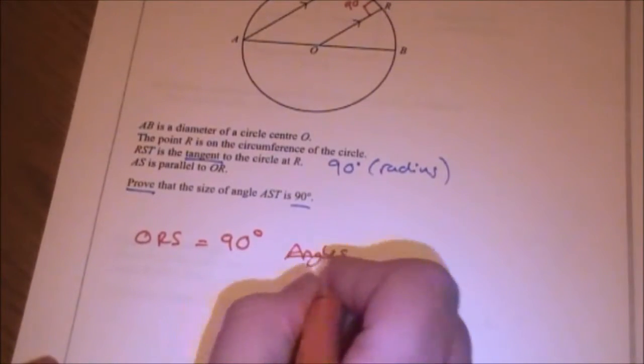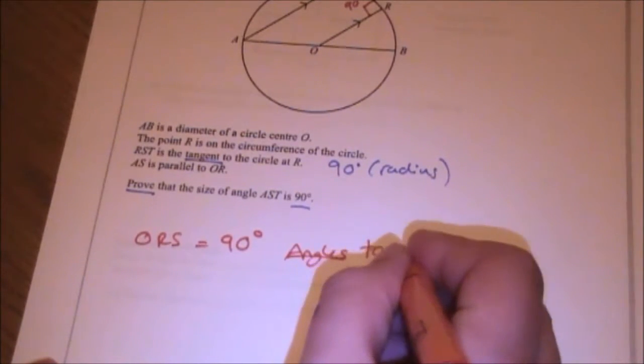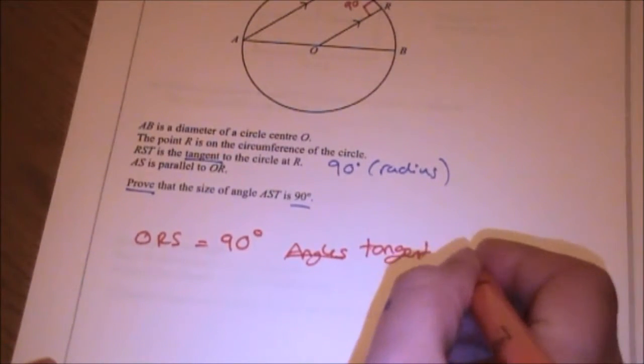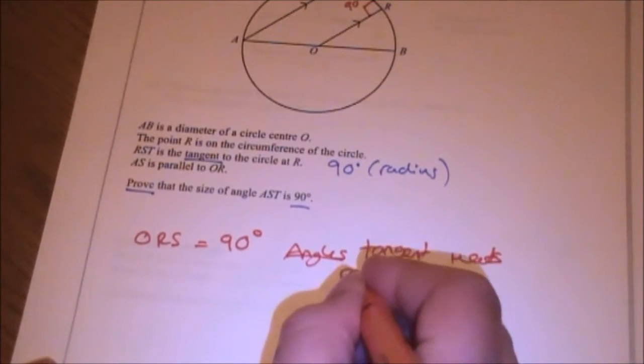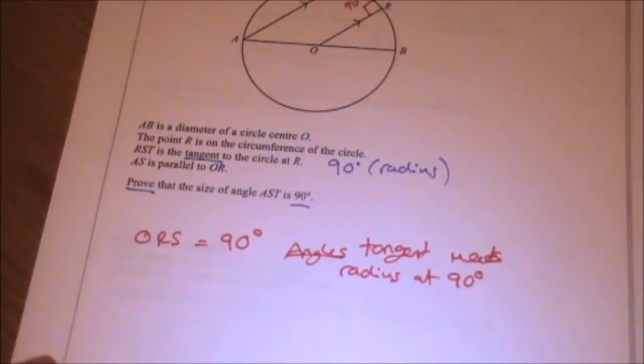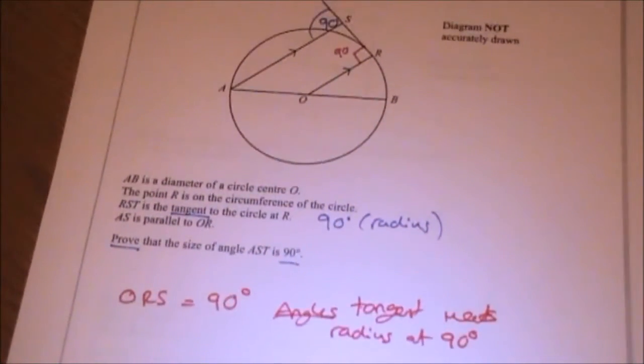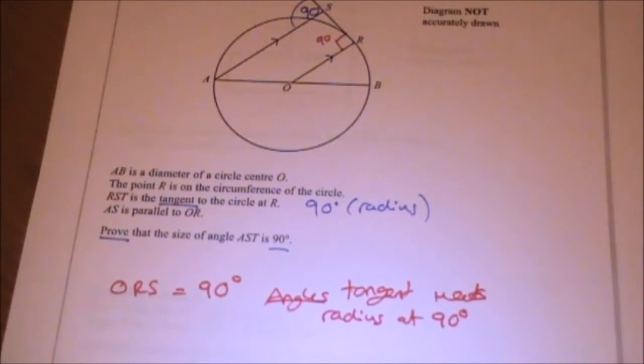No, it's not. Sorry. It's because a tangent meets the radius at 90 degrees. So that's 90 degrees. That's my circle theorem part dealt with. Now I need to look at the parallel lines.